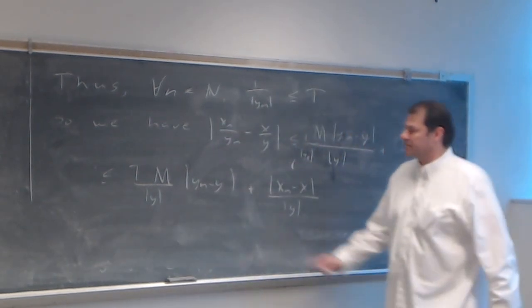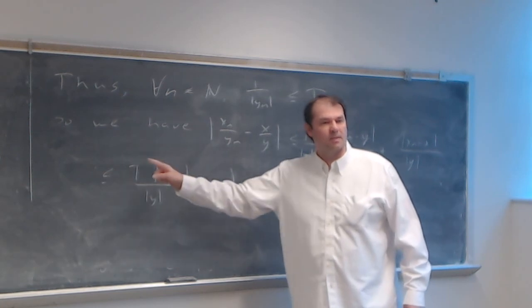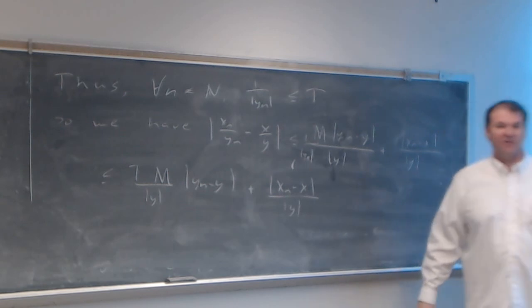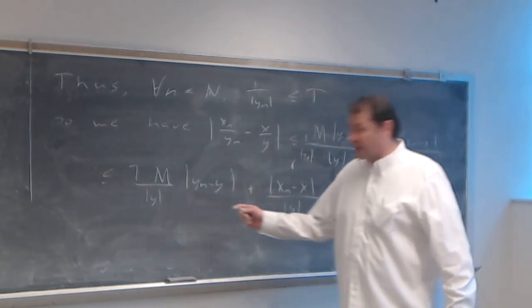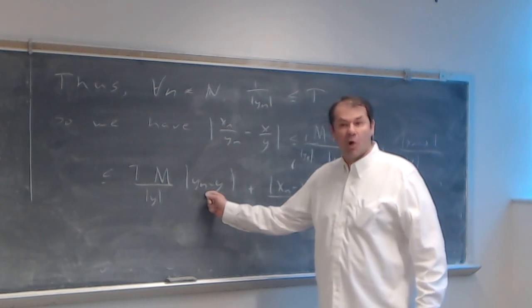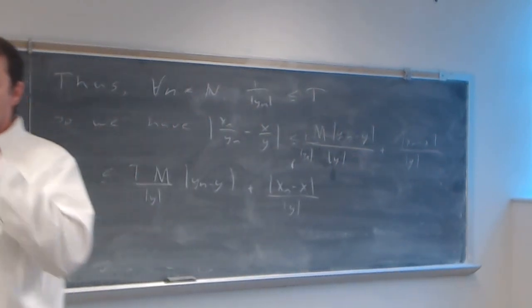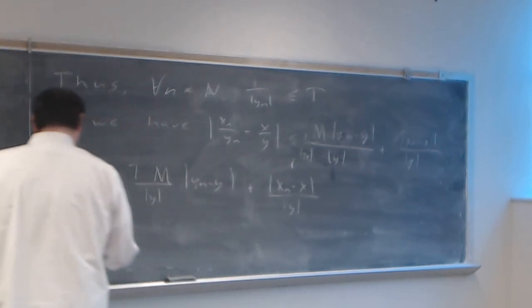Now here's what I'm thinking. This guy right here is nothing more than a constant. This absolute value of y is a fixed number. So these are all fixed. So we're in good shape. Yes, that's right. I can make this as small as I want by going far enough along in each sequence. And so here's what I'll say. I want this whole thing to be less than epsilon over 2.